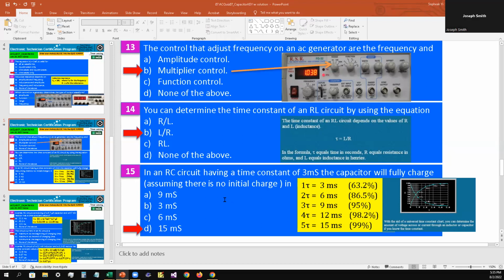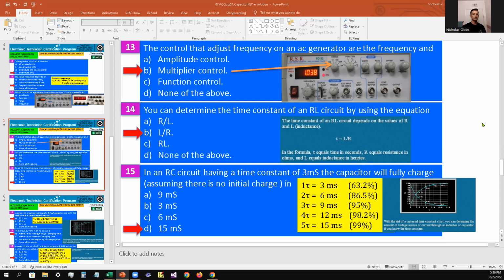The key to that one is to remember that fully charged refers to 5 time constants, and 5 times 3 is 15. So it takes 15 milliseconds to fully charge that capacitor. Any questions on number 13, 14, or 15?